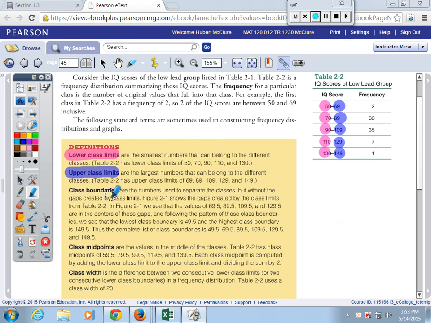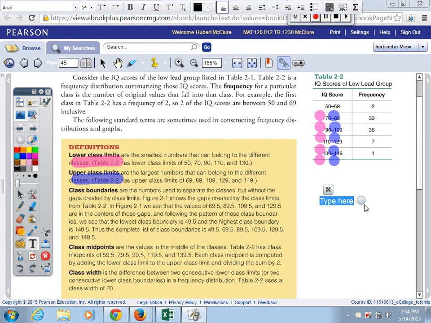We're going to skip class boundaries. I'm going to cover it last. Okay, midpoint. I'm going to go over here and put midpoint is equal to parentheses upper class limit plus lower class limit divided by 2. Write that down.